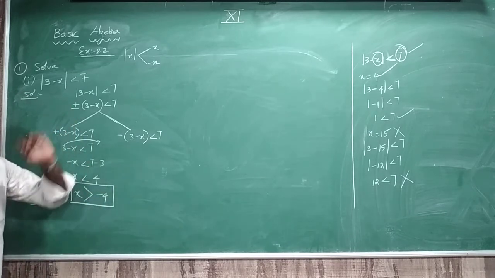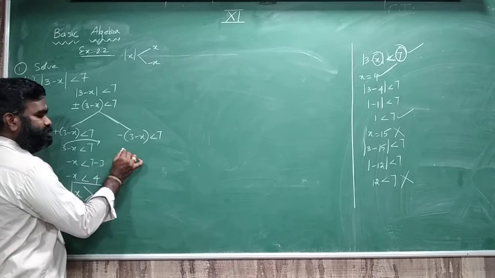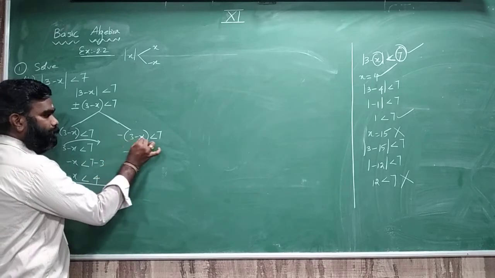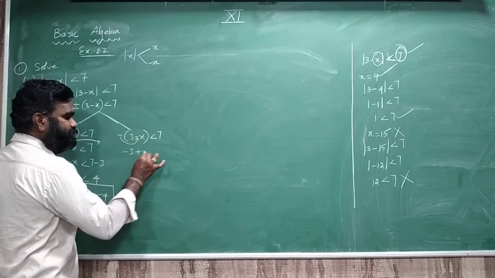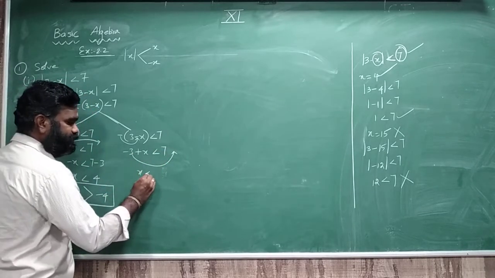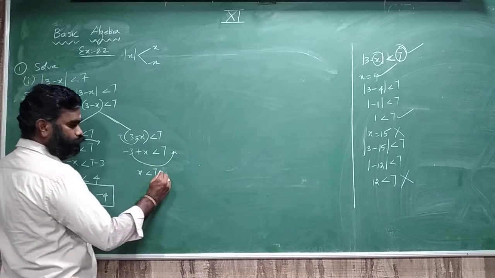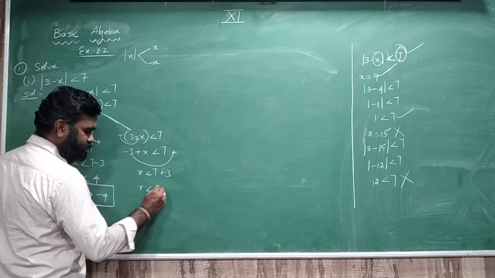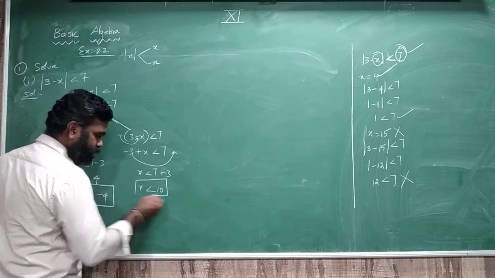Now I am going to do this one. How do I multiply minus inside? Minus 3, multiply the minus inside. Minus into minus plus x is less than 7. This minus 3 moves this side and becomes x is less than 7. This minus 3 moves this side and becomes plus 3. x is less than 7 plus 3, which is 10.